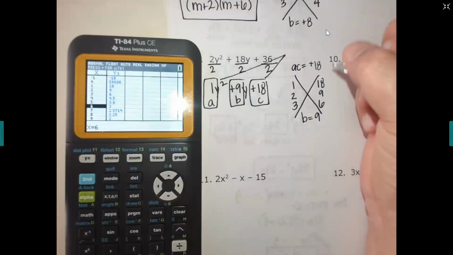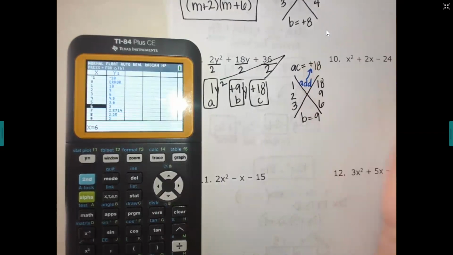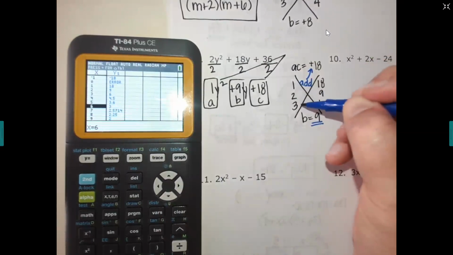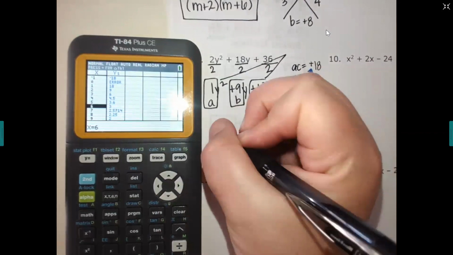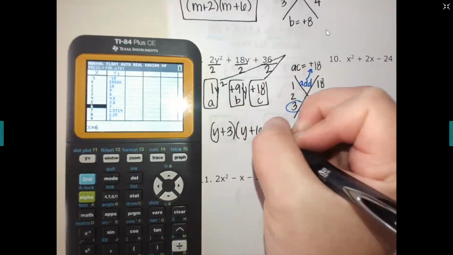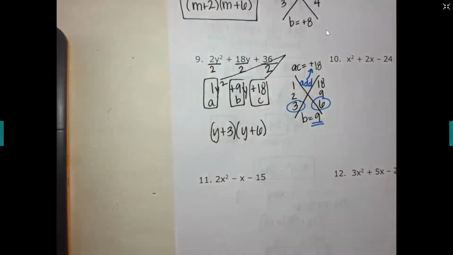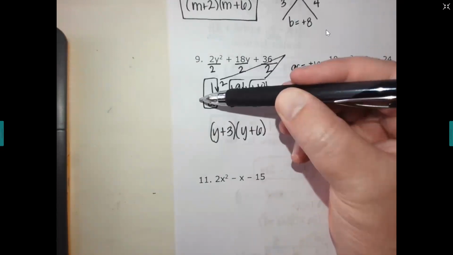Okay, then I'm looking for numbers that are going to add because this is a positive. And they need to add to give me 9. So 1 plus 18 is 19. I don't want that. 2 and 9 make 11. But 3 and 6, ding, ding, ding, those give me 9. So I would do y plus 3 and y plus 6. Okay, then remember, if your a is a 1, you're done. So I'm looking right here, I see my a is a 1, that means I'm done.